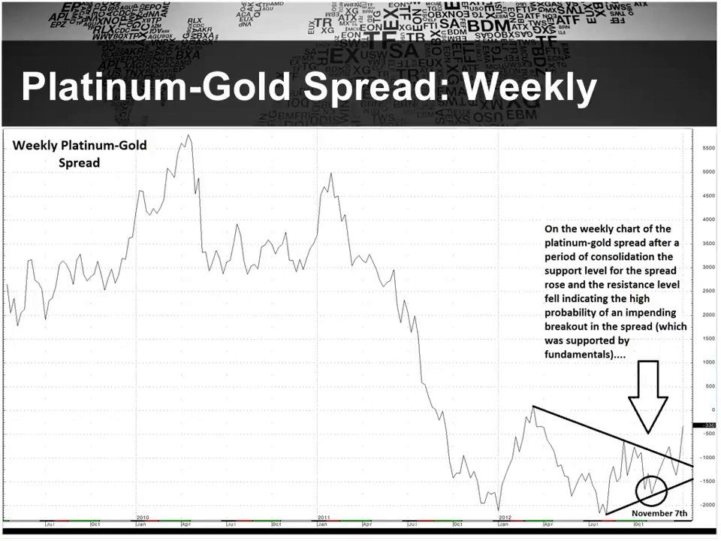On a weekly chart, on November 7th, after a period of consolidation, the support level for the spread between platinum and gold rose, and the resistance level fell. This indicated to me an impending breakout, one way or the other, higher or lower. But based on historical fundamental data, I felt that the odds of a breakout in platinum favored the upside much more than the downside. So, let me just go to the next chart here.